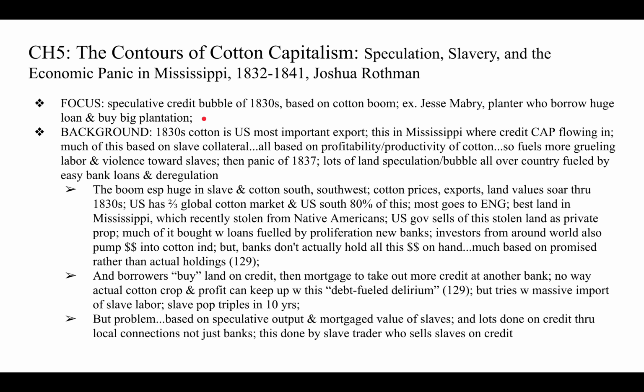So the background to the speculative bubble was that in the 1830s, cotton was the U.S.'s most important export. And most of this cotton came from the state of Mississippi, where credit was just flowing in to fund the booming cotton industry. And much of this was based on slave collateral, as we saw in the last chapter, and was all based as well on the profitability or productivity of cotton. So this fueled the speculation and influx of capital, which fueled more grueling labor and violence towards slaves, again, because all of this credit is predicated on how much they can pick.